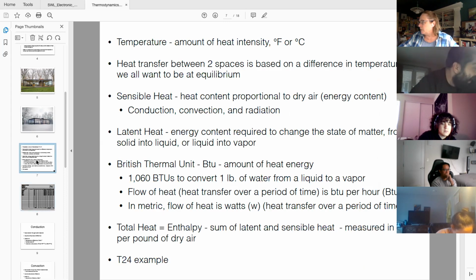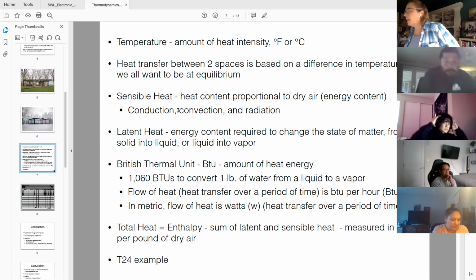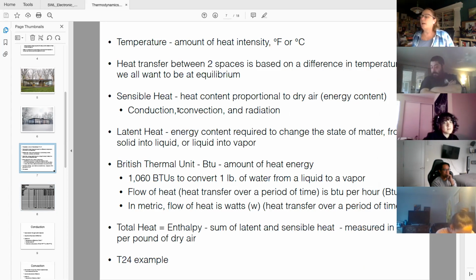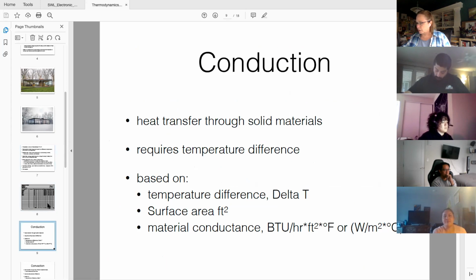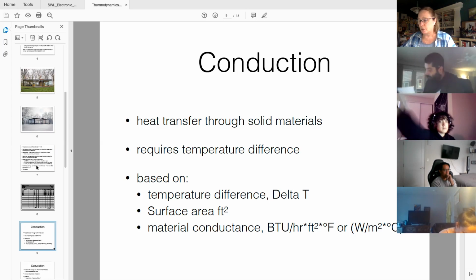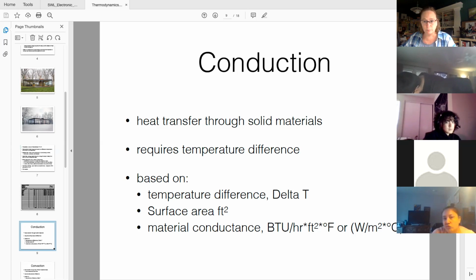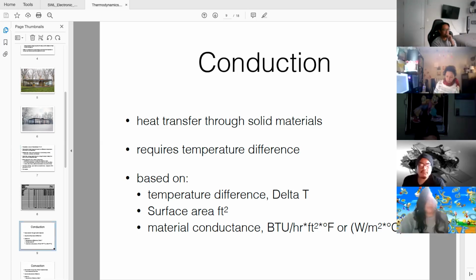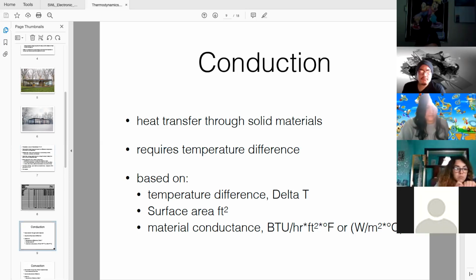Okay, so there's two big things we're going over here: the type of heat, and now how that heat is transferred. So jumping back to, there's three different methods. We have conduction, convection, and radiation. Before I jump into conduction, at this point in time, do you guys have any other questions on sensible or latent heat? No, not yet. Okay.